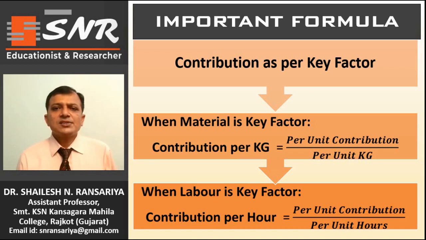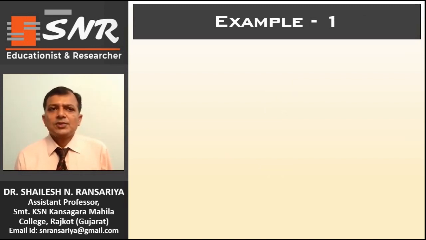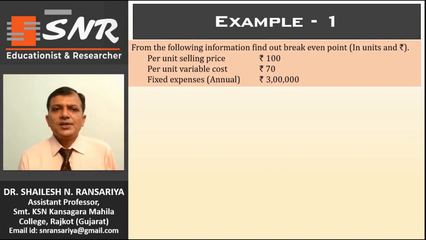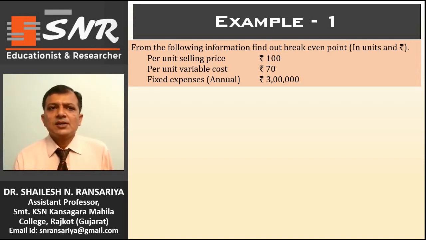Now we will discuss an example for marginal costing. From the following information, find out break-even point in units and also in rupees. The available information is per unit selling price rupees 100, per unit variable cost rupees 70, fixed expenses annual rupees 3 lakhs. It means total fixed cost is rupees 3 lakhs.